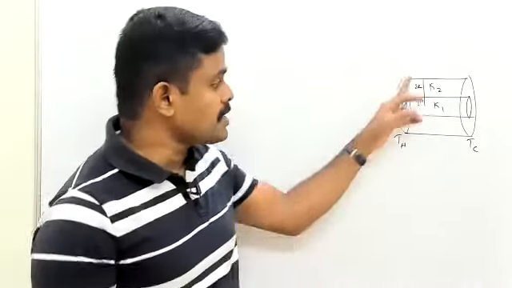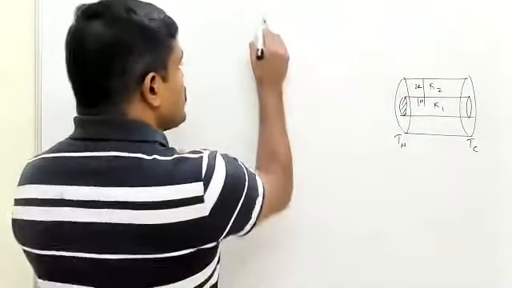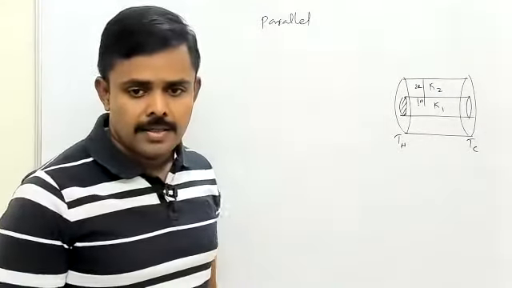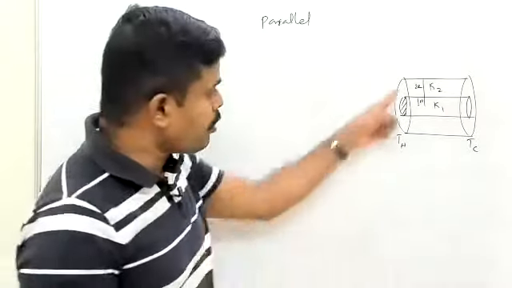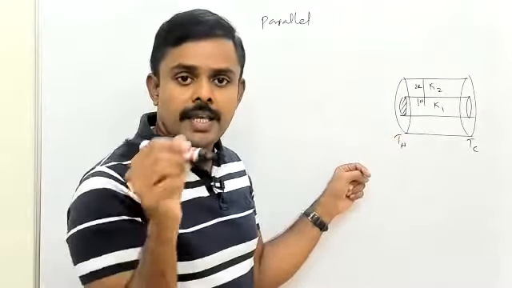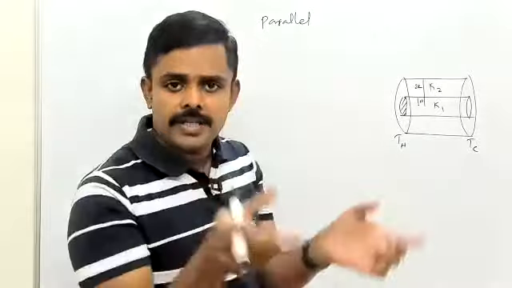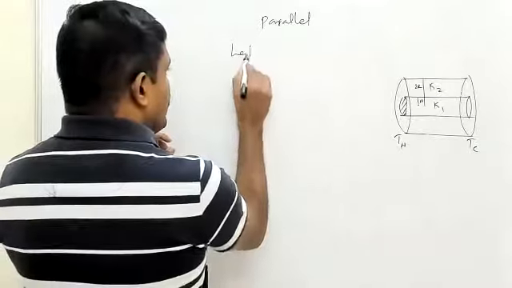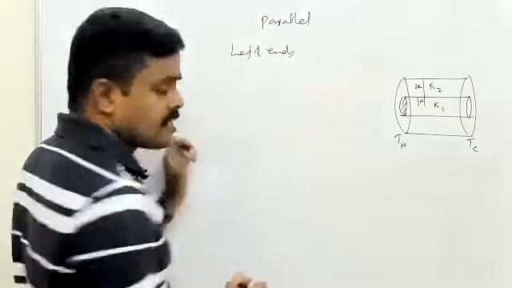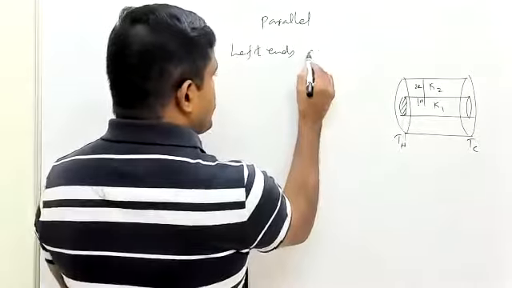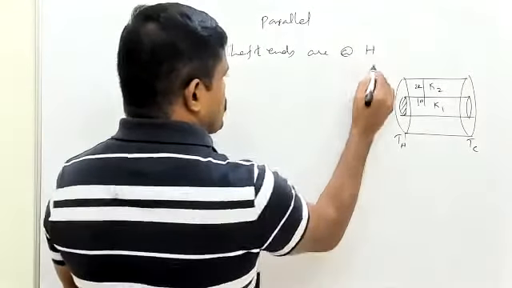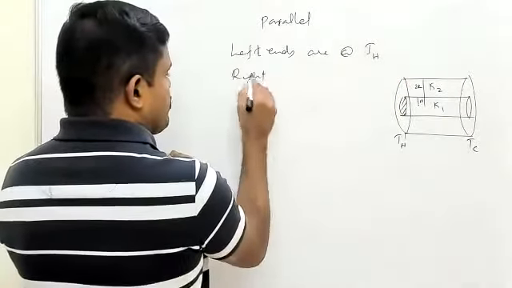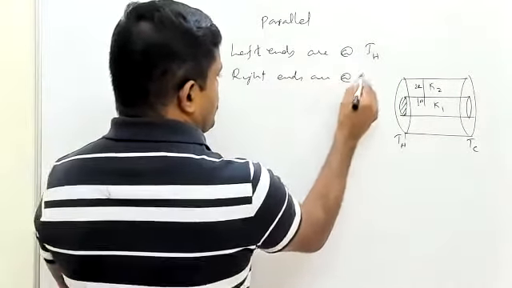I would say that these are in parallel combination. How do I assert that these are in parallel? For both the cylinders, that means the inner cylinder and the outer cylindrical shell, left ends are connected together. For both, left ends are at TH. Right ends are at TC.